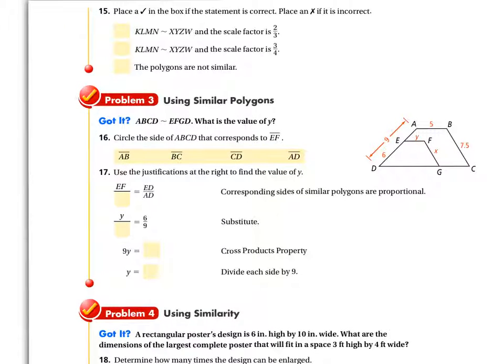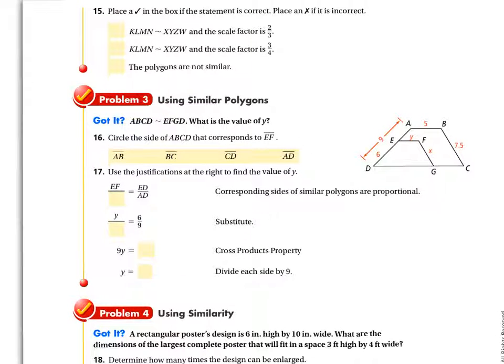So we're going to put an X there because that's wrong. And the second statement again says that they're similar. I don't even have to read what the scale factor is. Isn't that also incorrect? Because the figures are not similar. And then the last statement says the polygons are not similar. That one's true. So we're going to check that one.